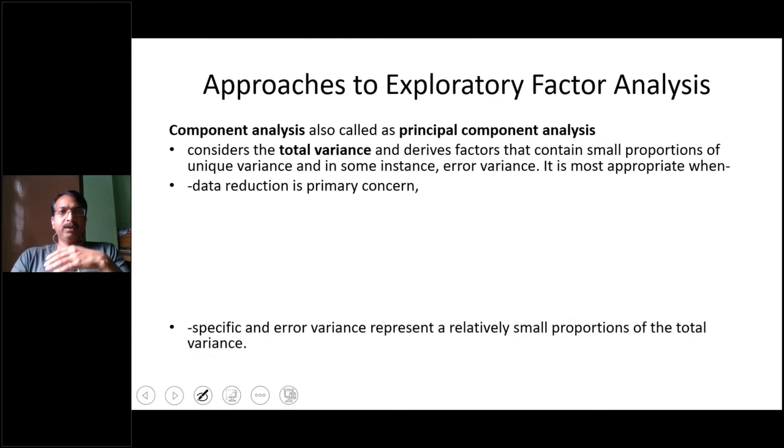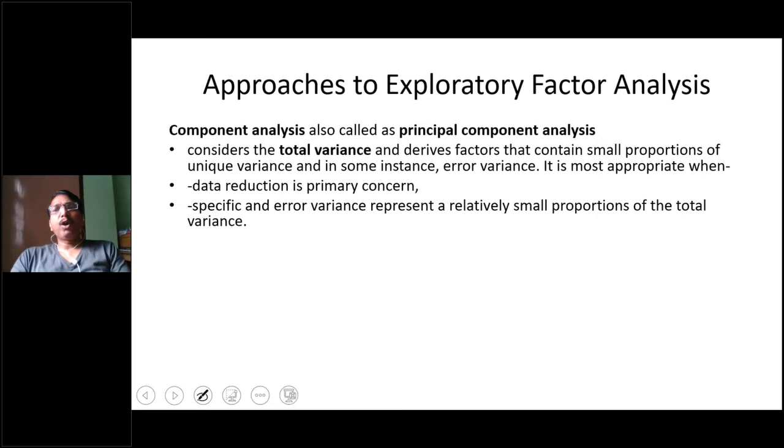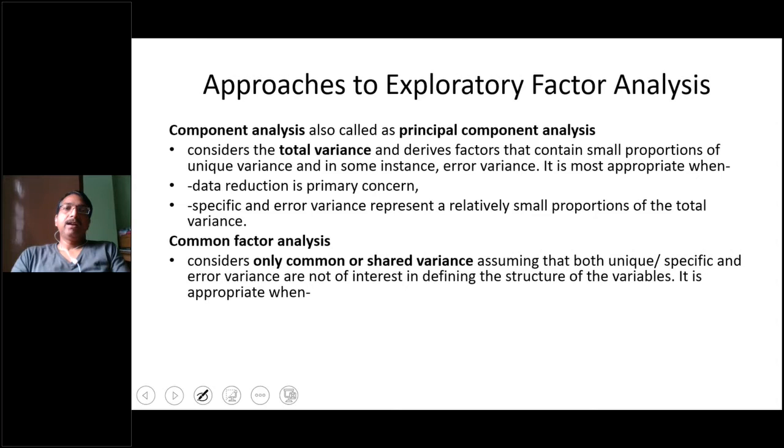And when specific and error variance represent a relatively small proportion of the total variance, so your focus is on extracting or maximizing the total variance explained by all the variables, then you should use principal component analysis. The second approach, as I said, is common factor analysis, in which you basically focus on the common or shared variance. Shared common variance means we only try to maximize the common variance shared by the variables among themselves, and whether these variables make a particular factor or not.